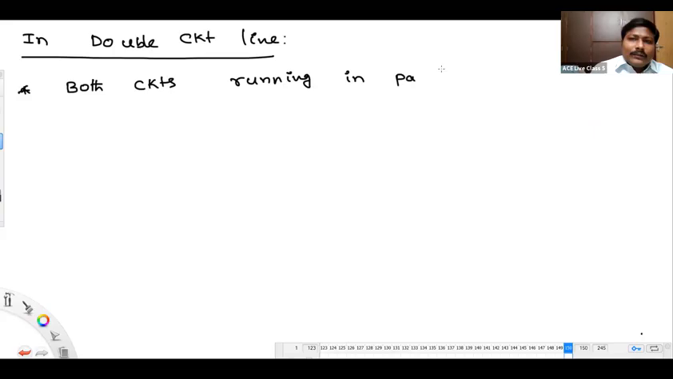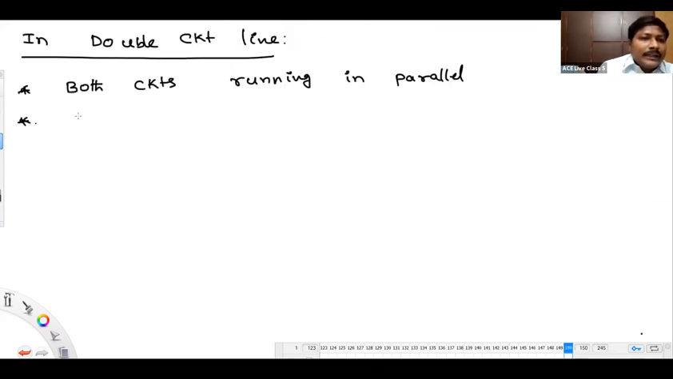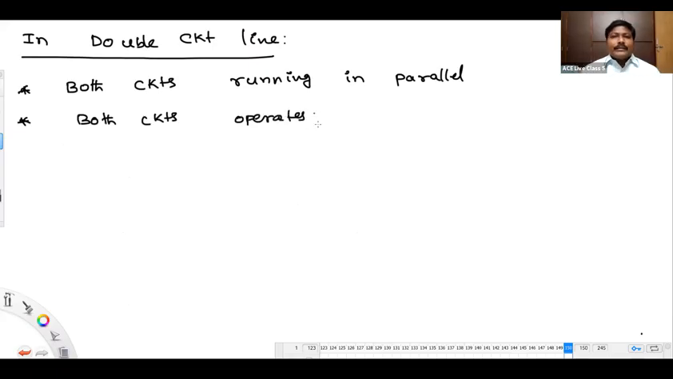Next thing. Tell me, how will be the operating voltage of the two circuits here? Will it be equal or unequal? Tell me, please. Equal. As these two are running in parallel, definitely the operating voltage will be equal. Both are operating at the same voltage, or having the same rated voltage. Both circuits operate at the same voltage.